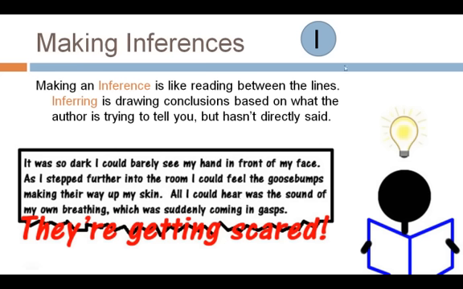Notice our symbol, the circle around the eye, for inferences. Making an inference is like reading between the lines. Inferring is drawing conclusions based on what the author is trying to tell you, but hasn't directly said.